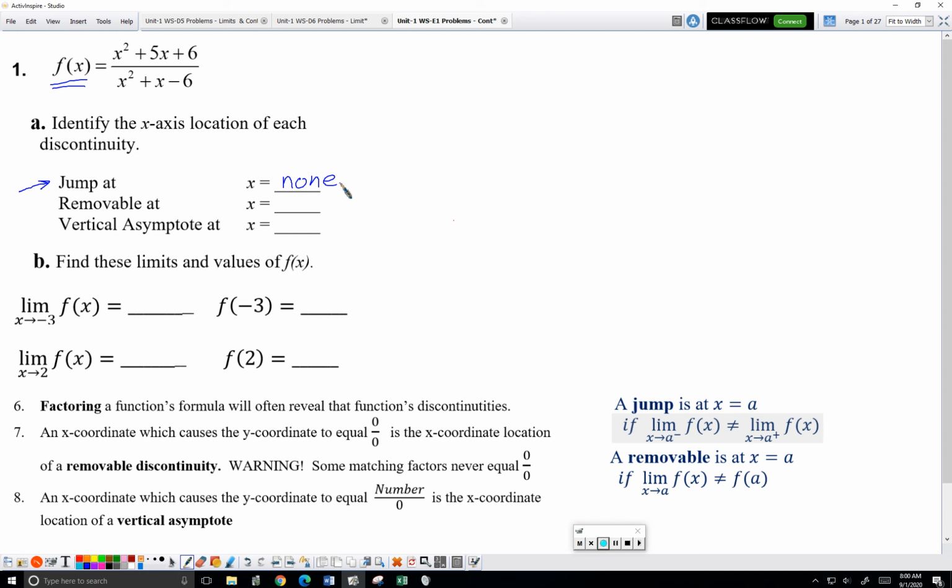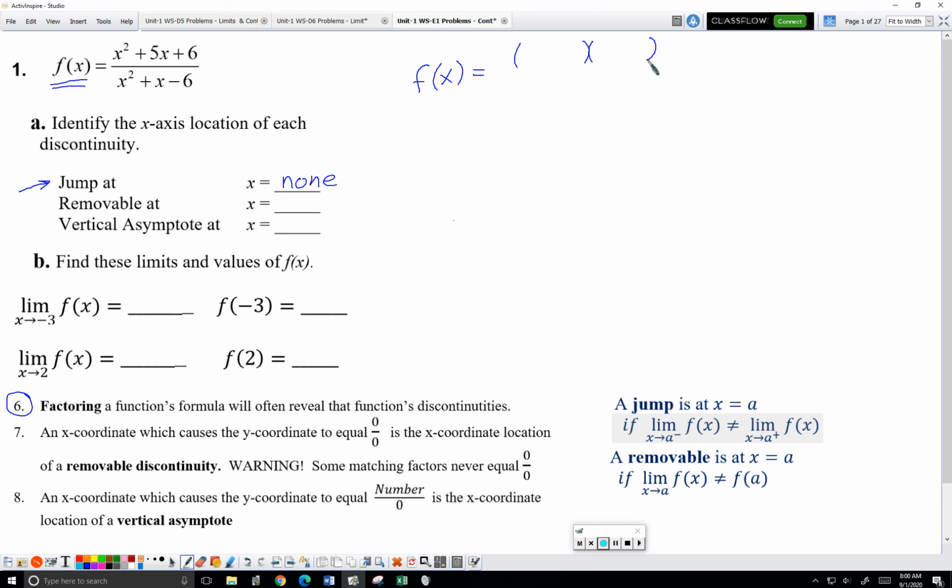Okay, with a formula, if I'm trying to find where there's a removable or a vertical asymptote, item number 6 in the notes I gave you is extremely important. We keep going back to factoring. Factoring a formula will often allow us to see much better how the formula behaves. So that's what I'm going to do now, is factor that out. The notation here is not super critical, but I am factoring f, so it's best to write f of x equals. And now I'll factor the top and the bottom.